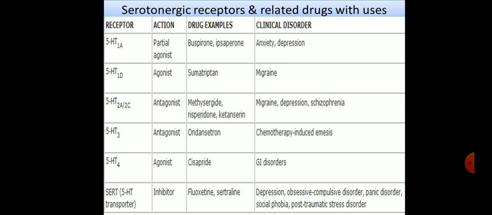Just remember the subtypes of 5-HT1 and 5-HT2 receptors. For 5-HT3 and 4, you don't need to remember the subtypes. For 1 and 4, agonists are used. For 2 and 3, serotonin antagonists are used for pharmacological treatment. If you remember this and correlate it with physiological function, it's very easy for you to remember.